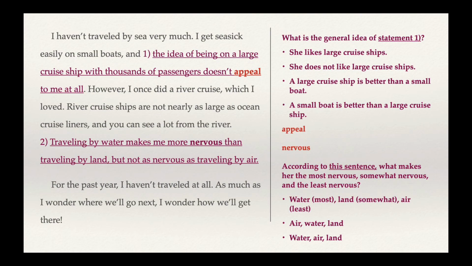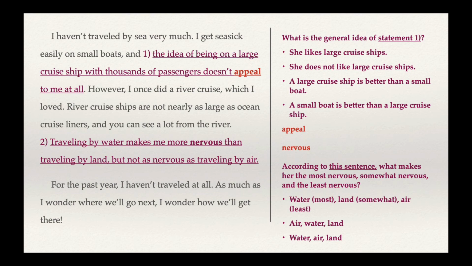These are our last two paragraphs. Let's start by looking at this question here. What is the general idea of statement 1? The idea of being on a large cruise ship with thousands of passengers doesn't appeal to me at all. In the sentence, we have the verb appeal, which might be new to you. But let's still try and guess. Does this sentence mean she likes large cruise ships? She does not like large cruise ships. A large cruise ship is better than a small boat, or a small boat is better than a large cruise ship. To look at this idea, we have to look at the first part of the sentence.